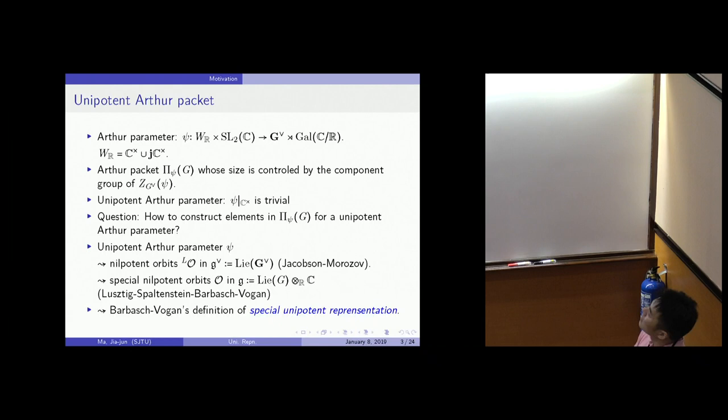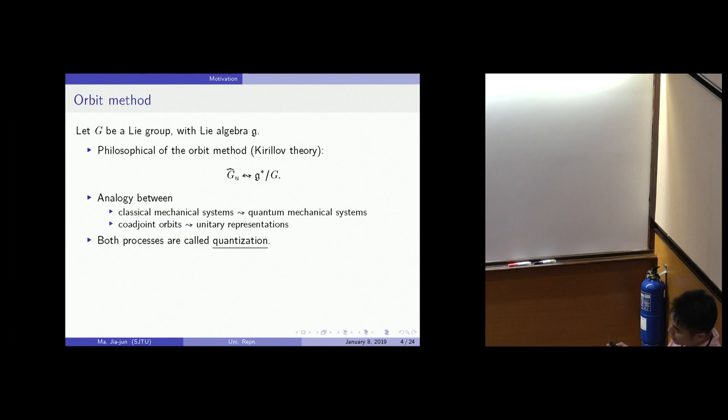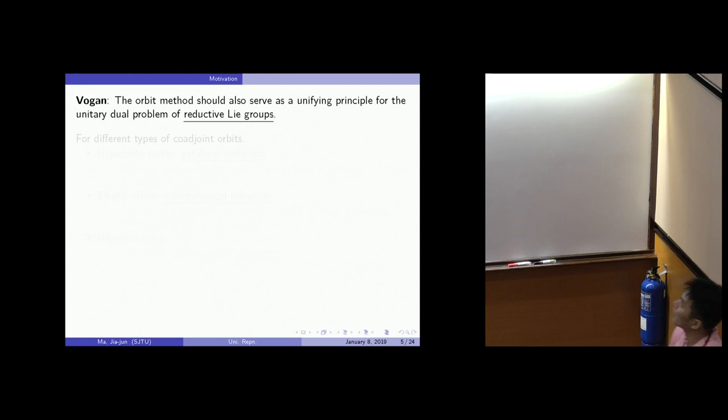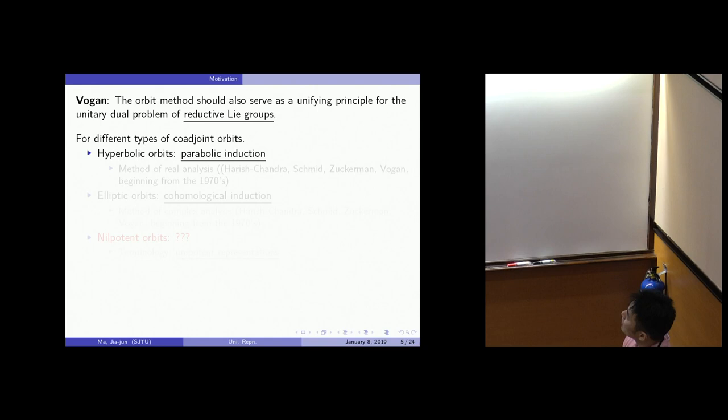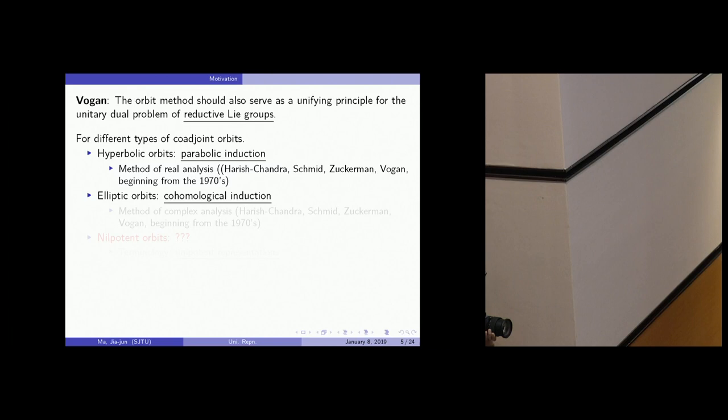But Vogan thinks that this method, called the orbit method, which constructs a representation from a coadjoint orbit or an orbit in the Lie algebra, should also play a guiding principle for constructing the unitary dual of reductive Lie groups. Basically, there is a perfect match: if you have a hyperbolic orbit, then you have parabolic induction in the real group picture. And if you have an elliptic orbit, this kind of orbit corresponds to cohomological induction.